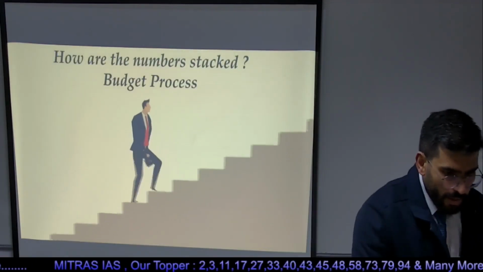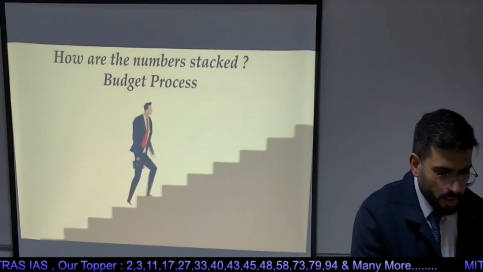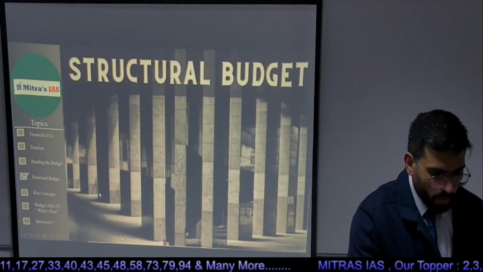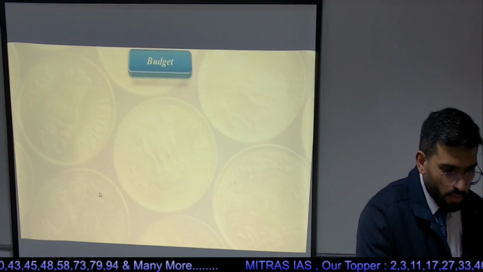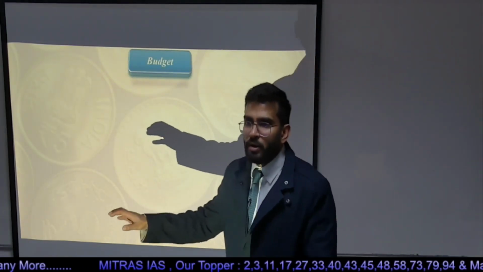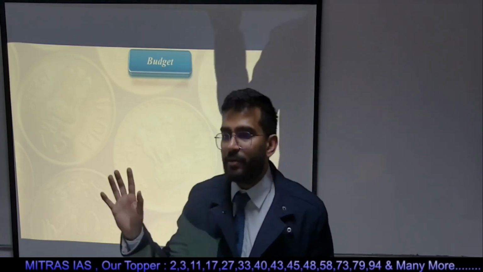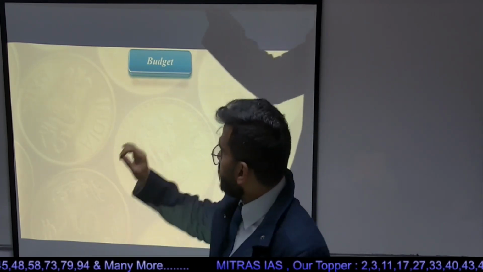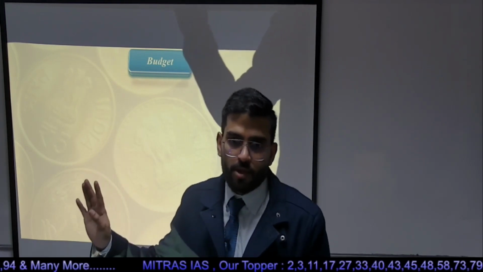Then let's see how these numbers are stacked. Before understanding how these numbers are stacked, we need to understand the structure of the budget. This is the portion which will remain constant till the point that you are a civil services aspirant or any competitive exam aspirant. This structure will not change. The only thing that will change is the numbers under this hood.